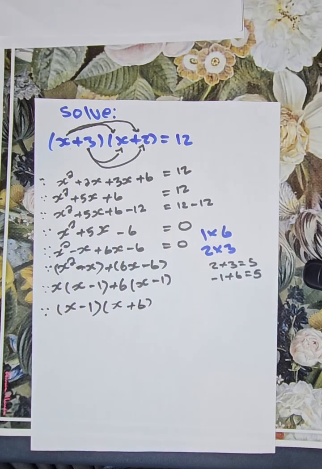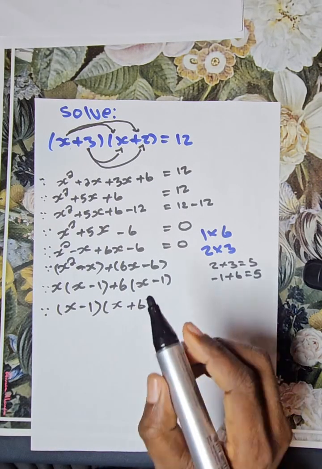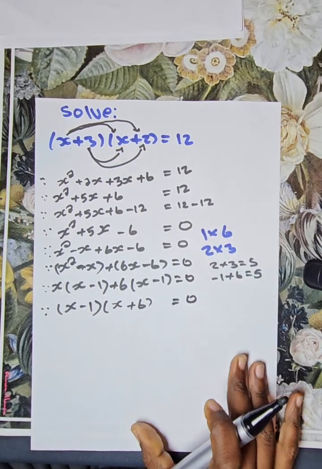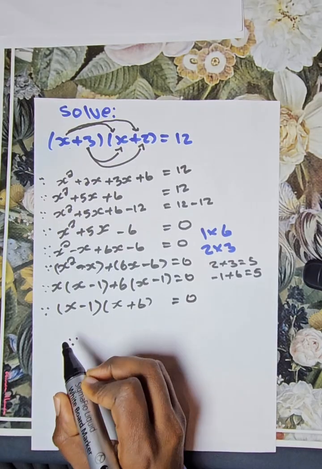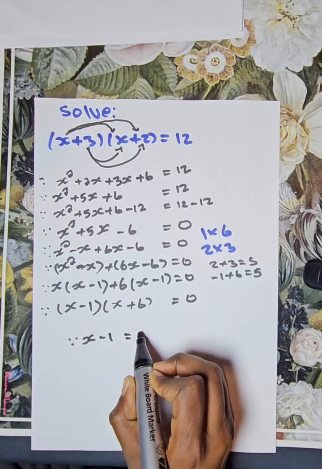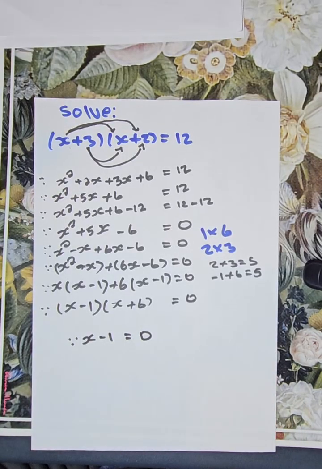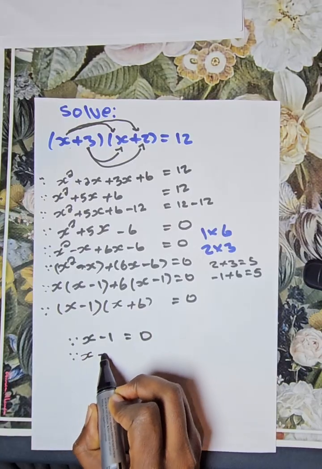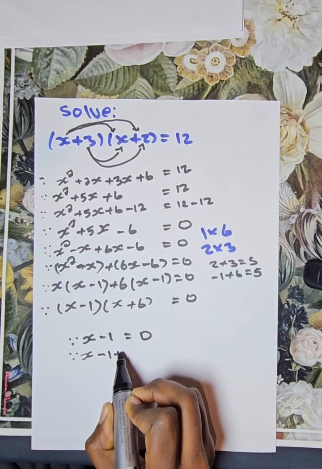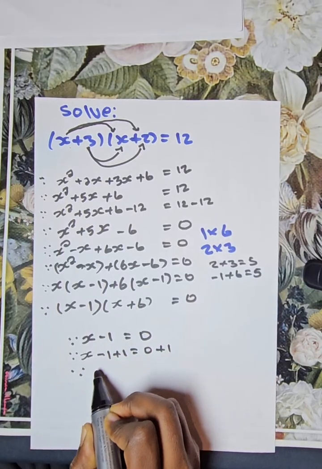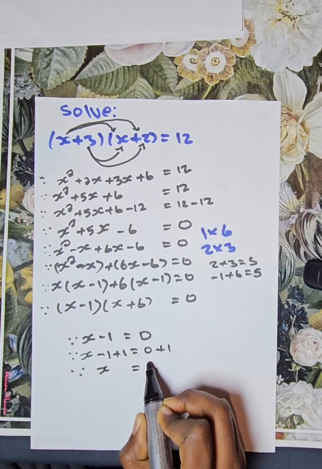Now we have our quadratic equation in factor form, and the product of the factors is equal to 0. Now we take each factor separately and put each factor equal to 0. Let's take the first factor, x minus 1, and say it equals 0. Our aim is to isolate x. How? x has minus 1, so we add 1, and we do the same to the right side. Therefore, x equals 1.